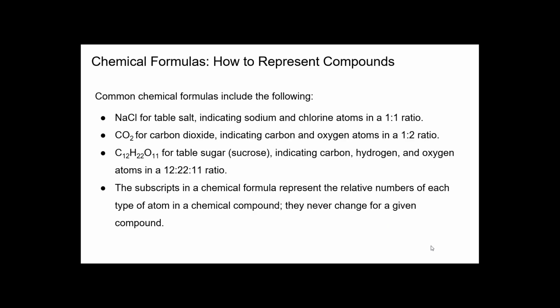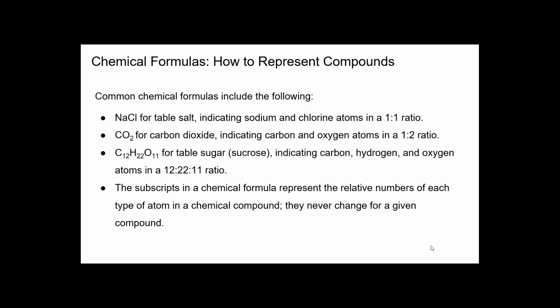Chemical formula. So common ones are sodium chloride, that's a 1-to-1 ratio. Carbon dioxide is a 1-to-2 ratio, 1 carbon, 2 oxygen. Sugar, sucrose, is a ratio of 12, 22, and 11. That means carbon has 12 atoms, hydrogen has 22, and oxygen has 11. That is what makes up the compound of sugar.